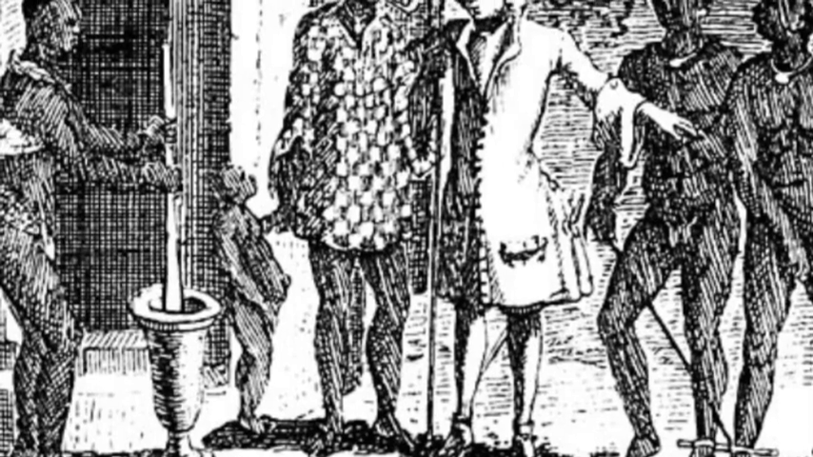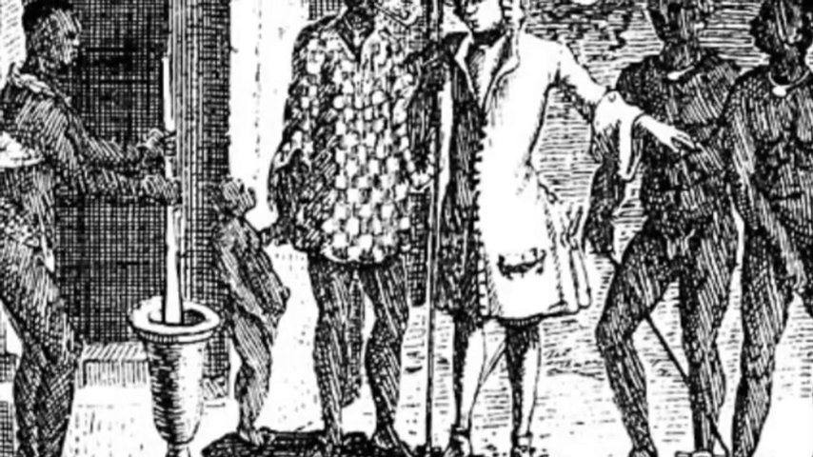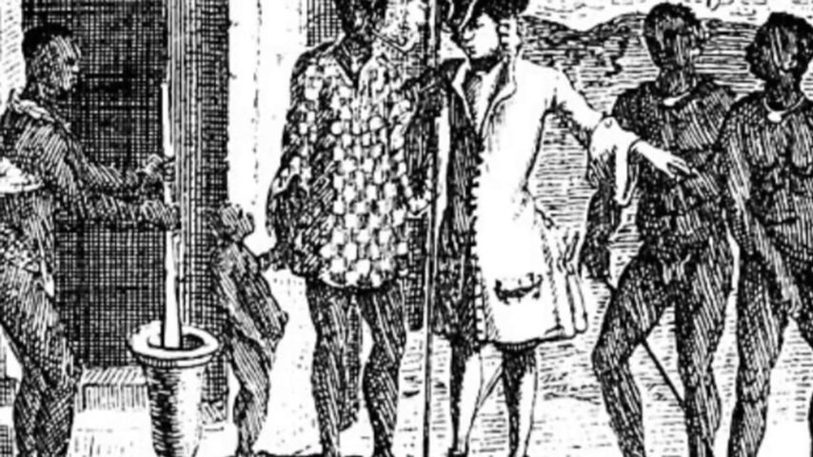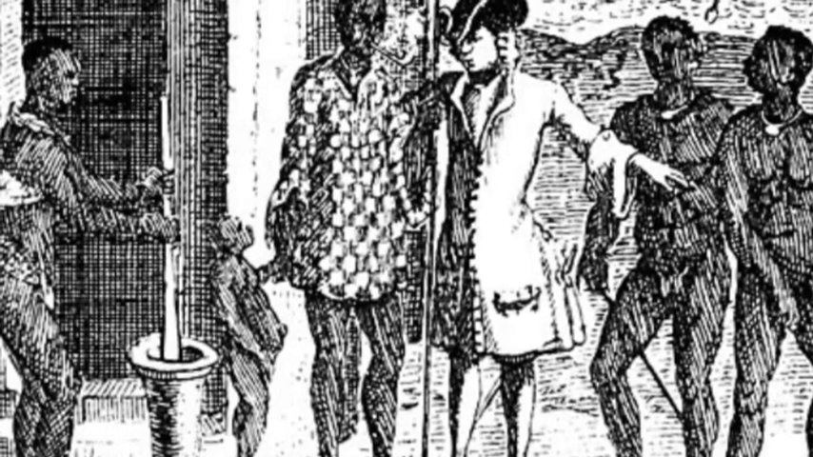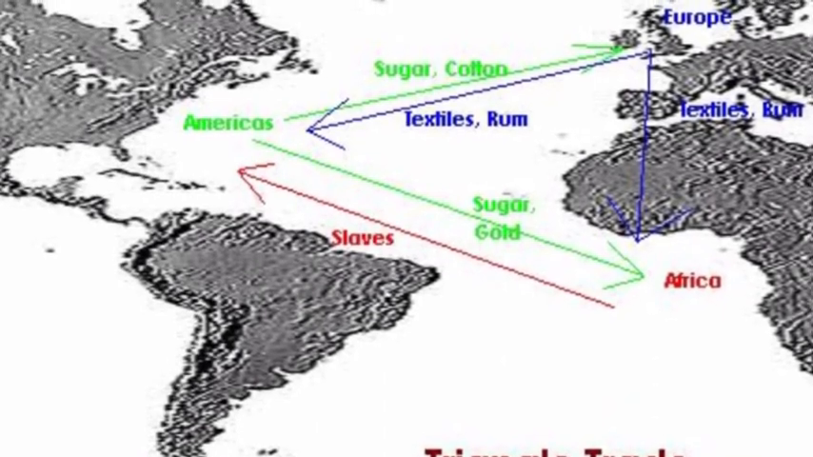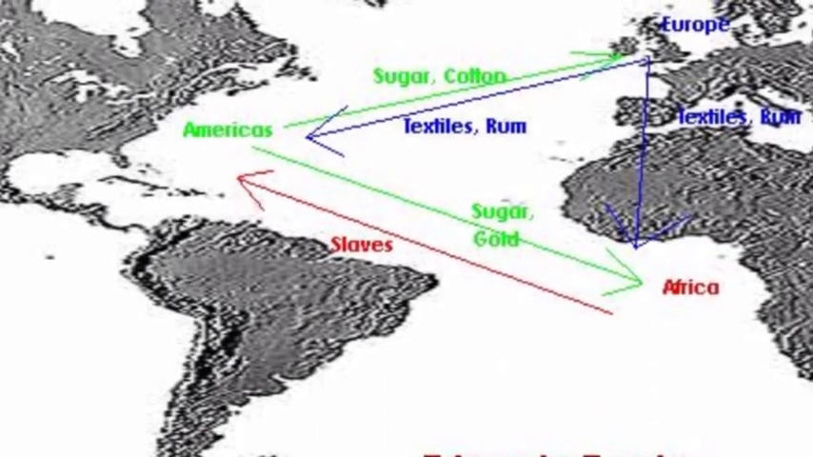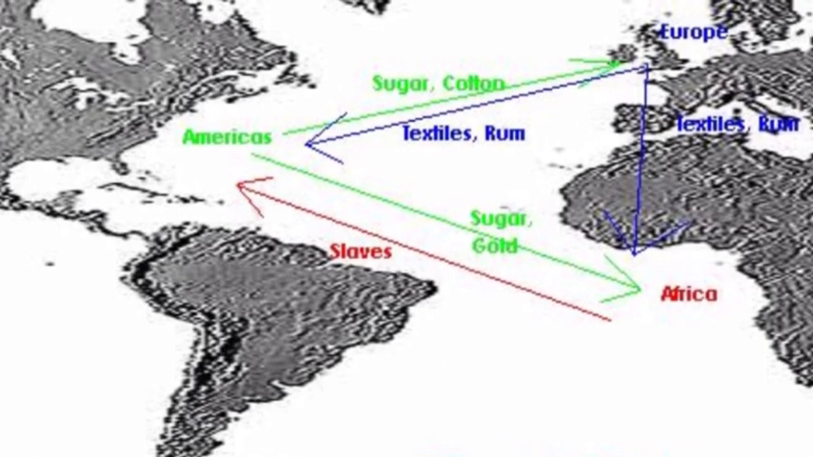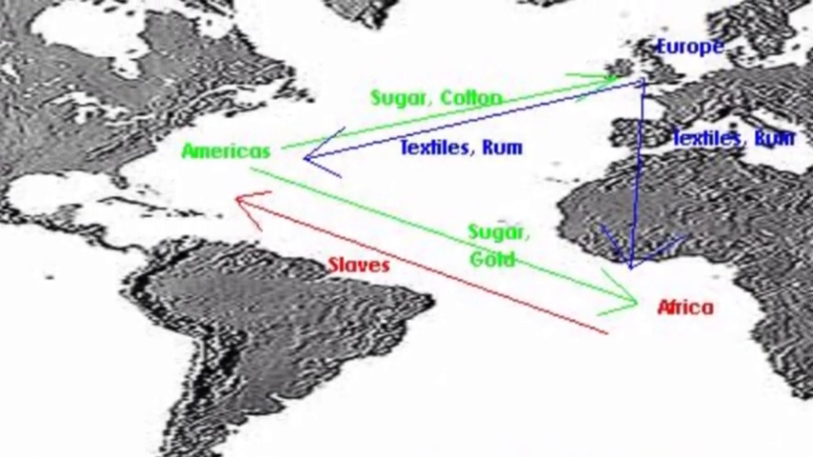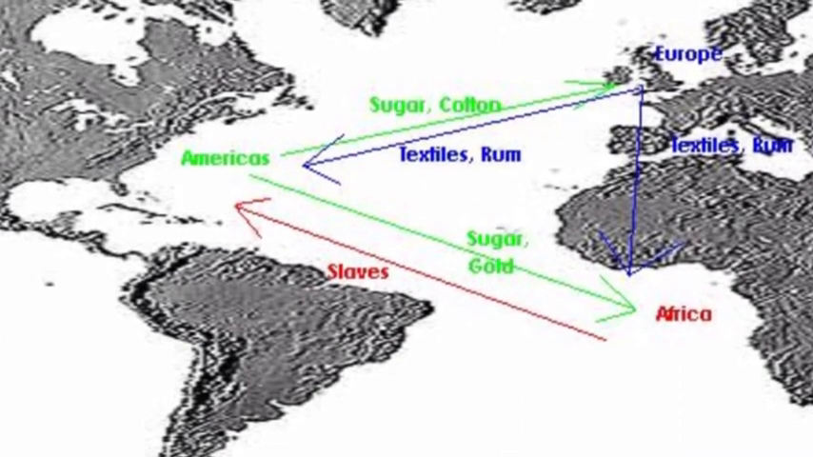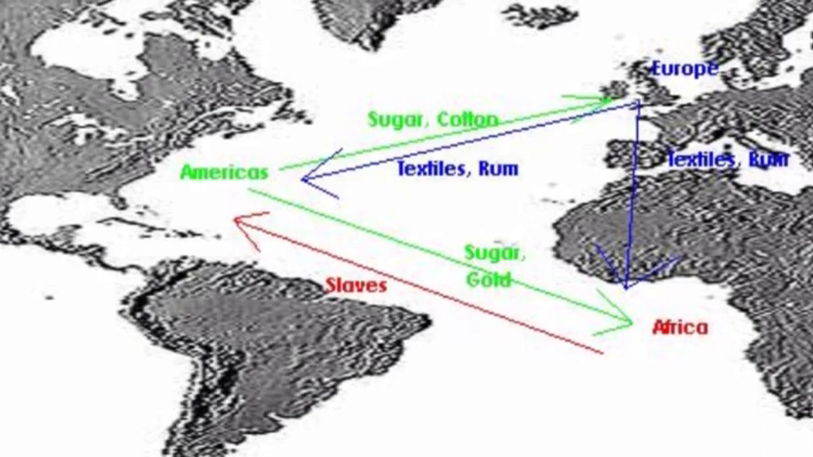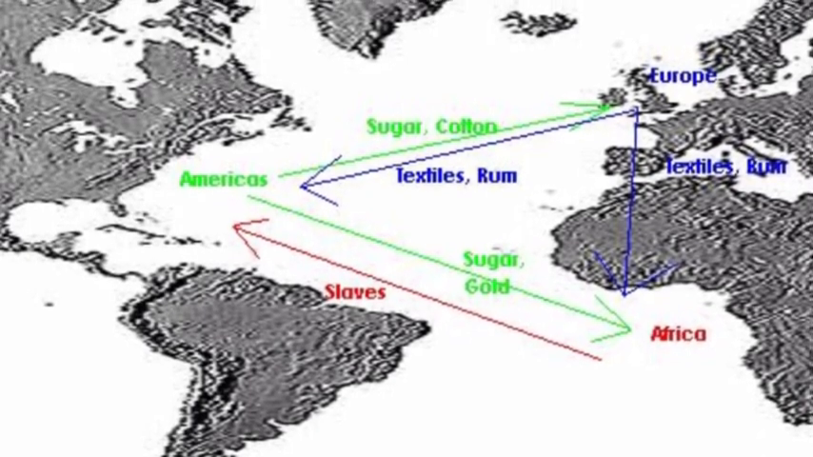Europeans looked in Africa for a new labor force. The slaves were bought in Africa using gold and sugar from America. All slaves were used to produce raw materials and cash crops like sugar, cotton, and tobacco to be shipped back to Europe. The factories produced manufactured goods like textiles, rum, etc., in order to be sold to Africa and America.